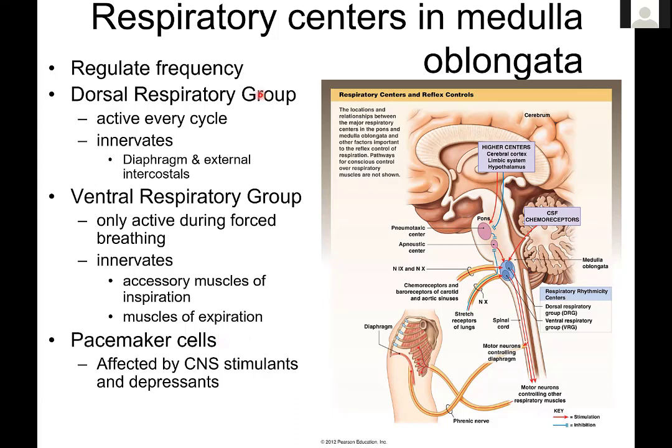There are pacemaker cells in these, specifically in the dorsal respiratory group, that control unconscious breathing. So just like in your heart and in your enteric nervous system, which we'll get to in a little bit, there are cells that spontaneously depolarize. Remember the pacemaker potential from the cardiovascular system, where those cells were leaky, and that caused membrane potential to drift towards threshold all the time.